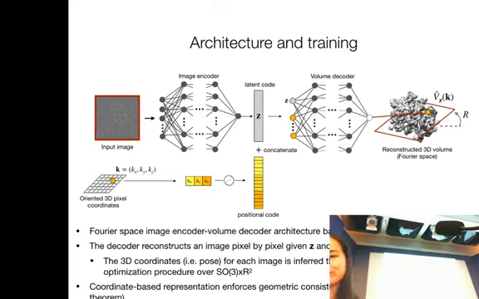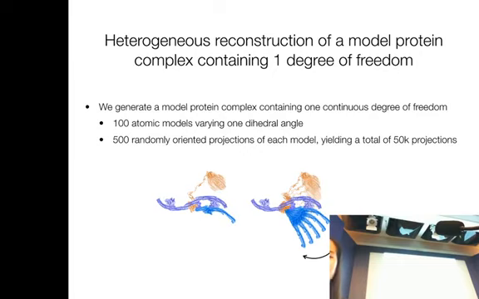We want to evaluate this first on synthetic data. So in the simplest case, we create this heterogeneous data set containing a model protein complex with 1 degree of freedom. We have this atomic model here, and I rotate one of the dihedral angles connecting this blue domain of the protein to the rest of the complex. I sample 100 atomic models along this reaction coordinate and generate 500 randomly oriented and translated projections for each model, yielding a total data set of 50,000 images.